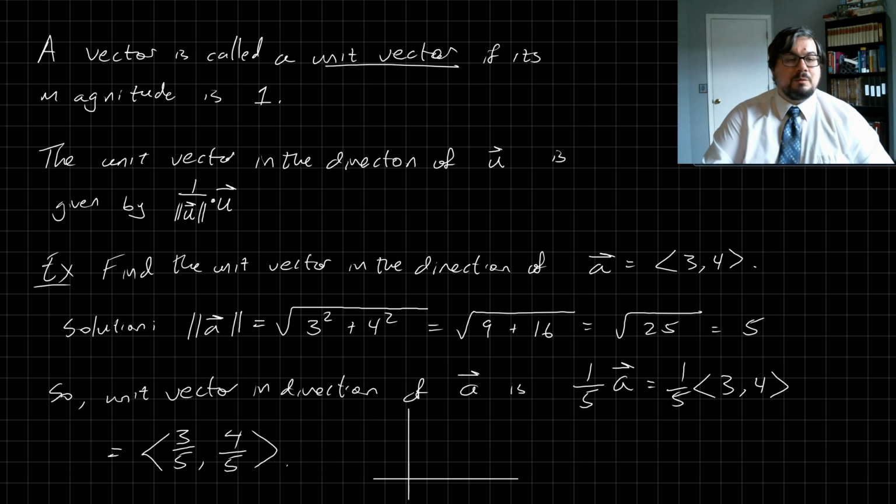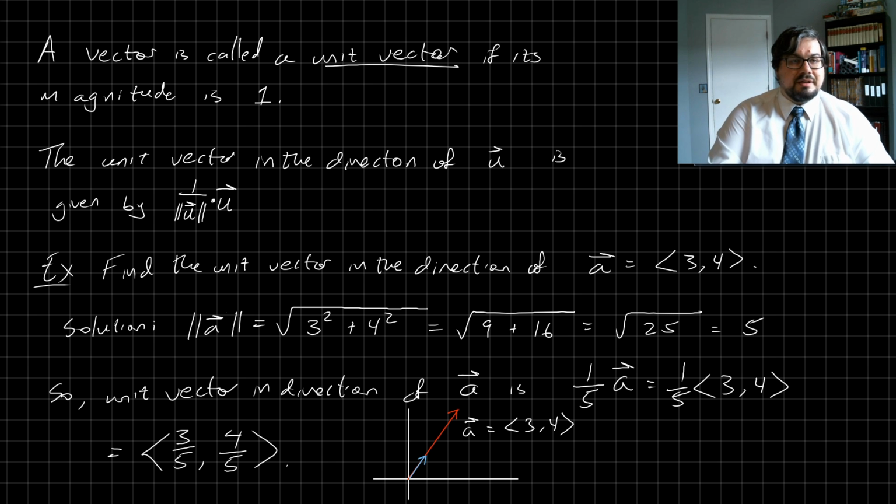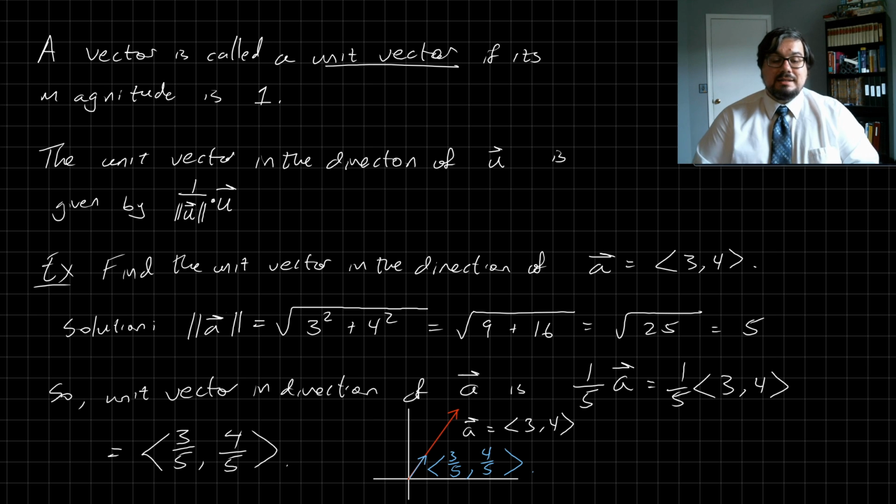Now, in terms of the graph, what we're doing here is we're taking a vector, A, with components 3, comma 4. And then we're basically shrinking down this vector until it has length 1. So here we have the vector 3/5, 4/5. So it's in the same direction as A, but it has length 1.